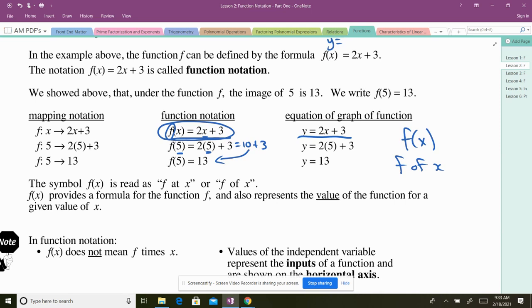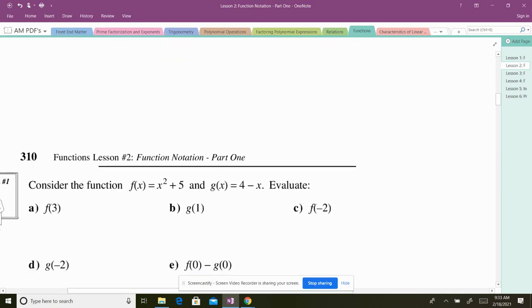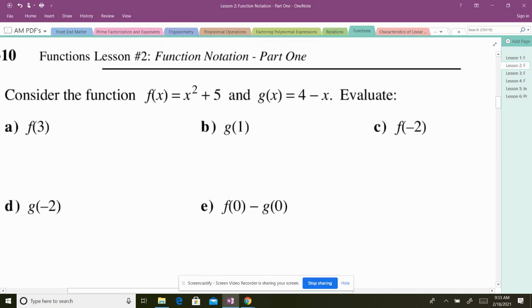All right, we're going to do this on the back. Is everybody okay? We're just starting. It's going to be okay. So let's flip to 310, please.